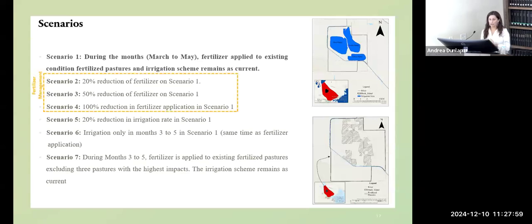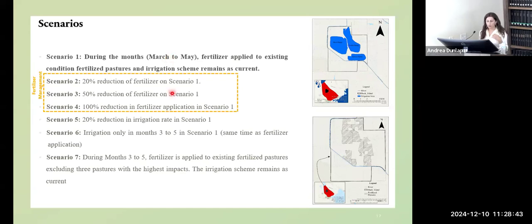Scenario 1 was our base scenario, which is the existing condition. During the months of March to May, they fertilize the pasture, and the irrigation system there, which is based on back pumping, is presented in the top map. That was our base scenario, and every other change we made to propose an alternative solution is compared to scenario 1.